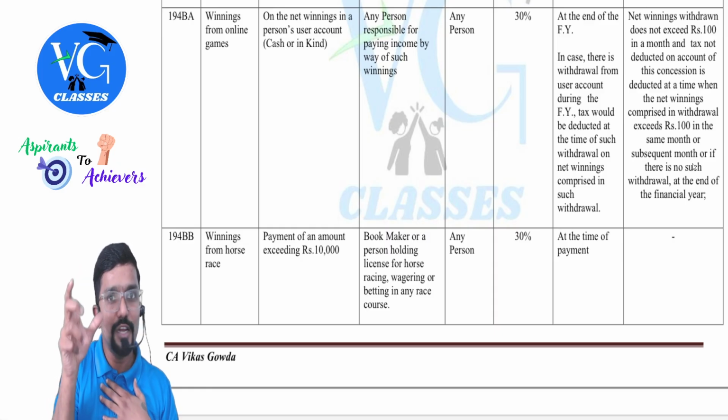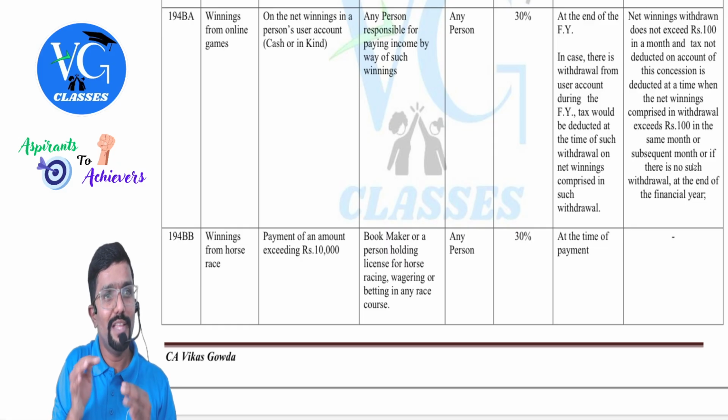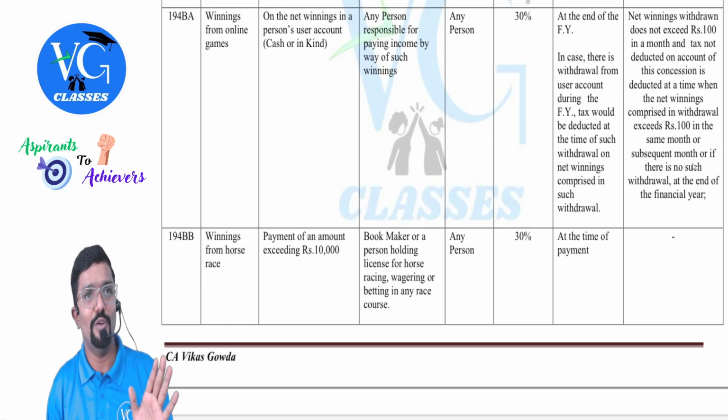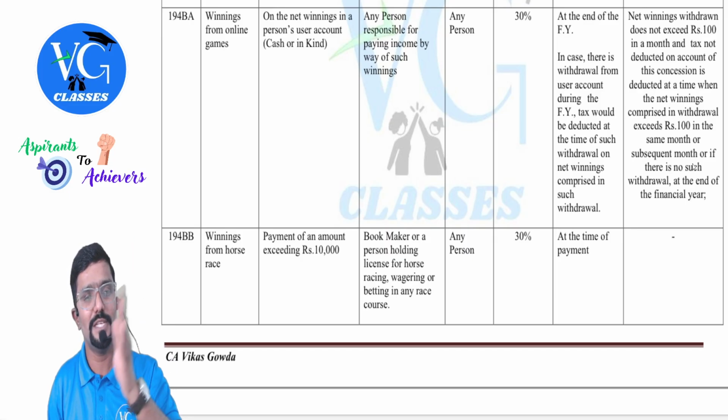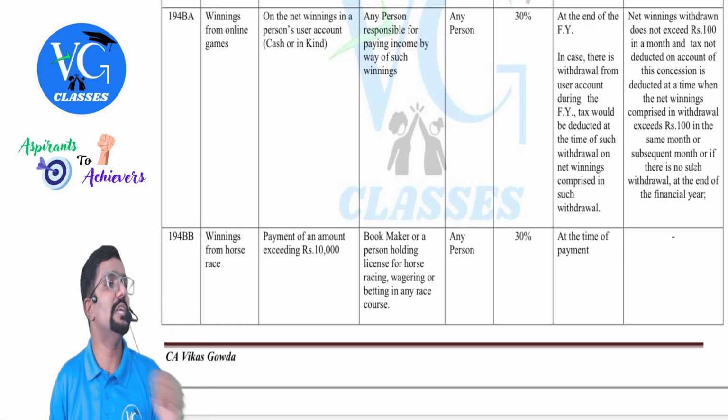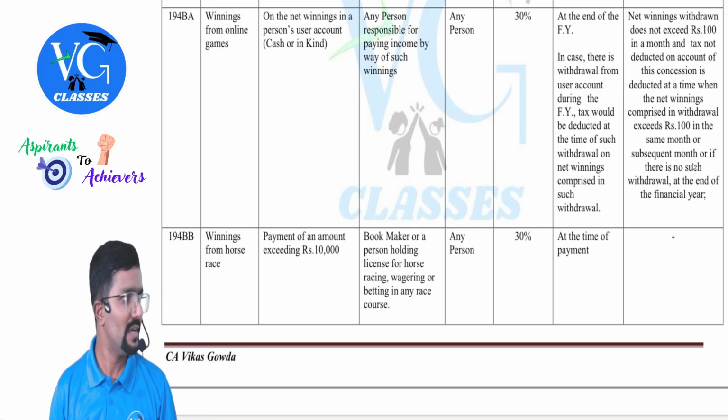25 lakh is the value of the car which I have won. Now will they remove a part of the car and give it to me? No. They will tell me that because the value of the winnings is 25 lakh, please pay 30% of that. Only then they will release the winnings. Clear? Yes.